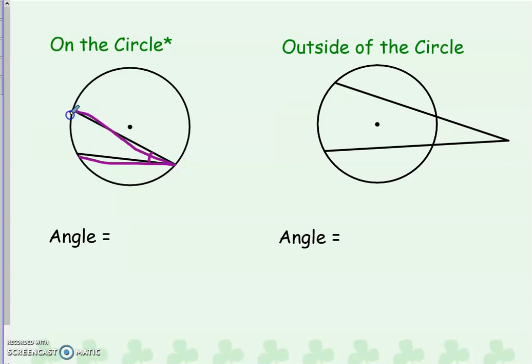And again, if we pretend an angle's a mouth and we take a bite of that circle, then you see this is the intercepted arc. And as we've learned in class, we know that this angle turns out to be half the arc.